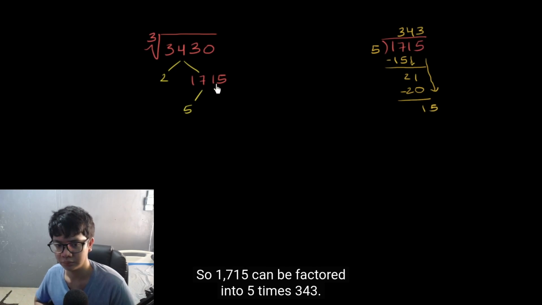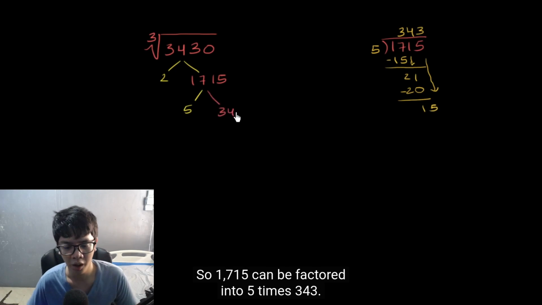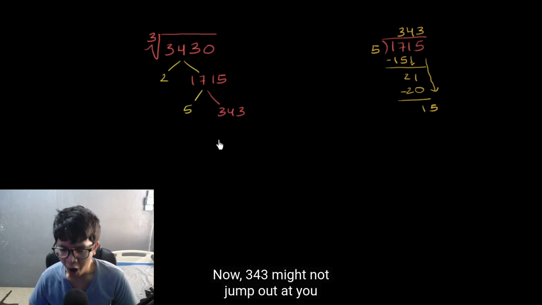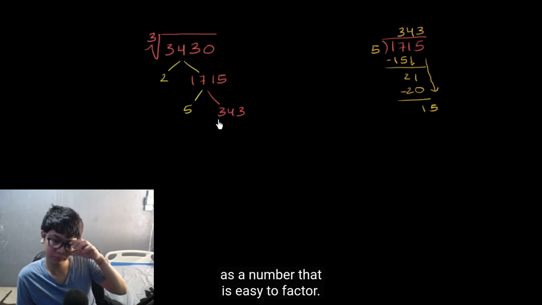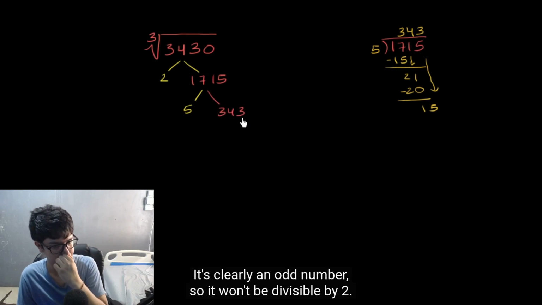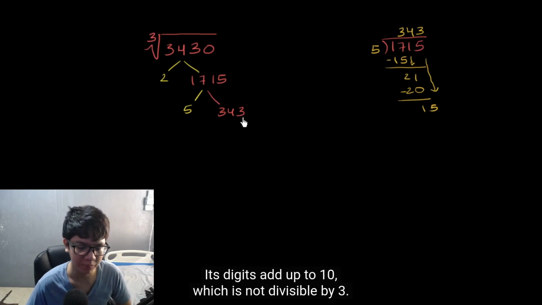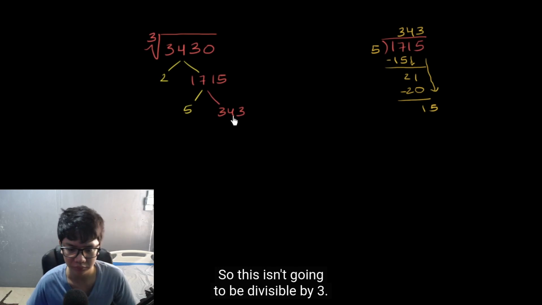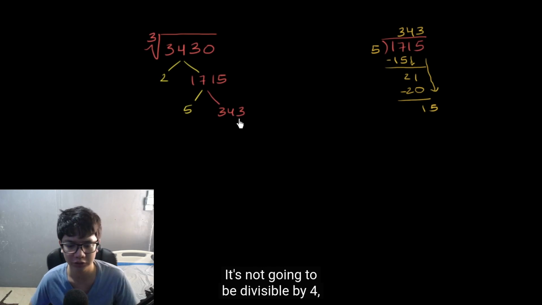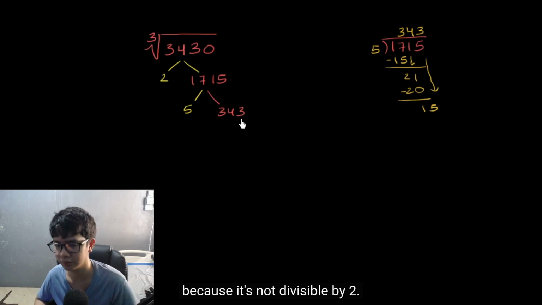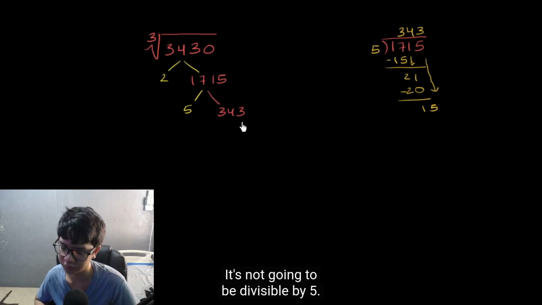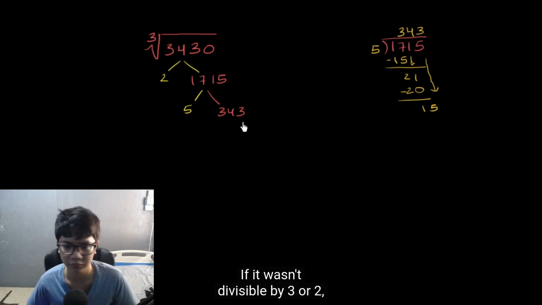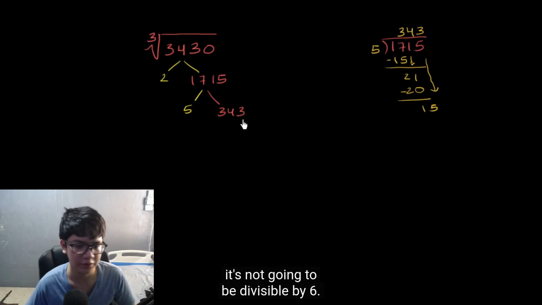So 1,715 can be factored into 5 times 343. Now 343 might not jump out at you as a number that is easy to factor. It's clearly an odd number, so it won't be divisible by 2. It's not divisible by 3 either, since the digits add up to 10, which is not divisible by 3. It's not going to be divisible by 4 because it's not divisible by 2. It's not going to be divisible by 5. If it wasn't divisible by 3 or 2, it's not going to be divisible by 6.